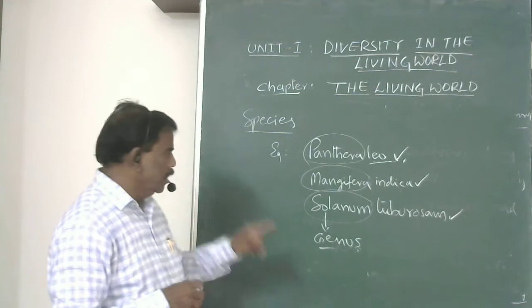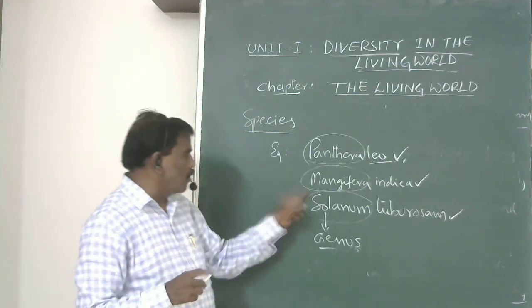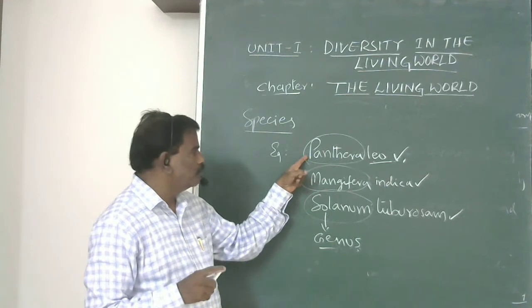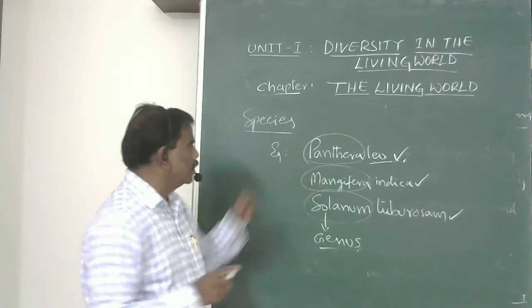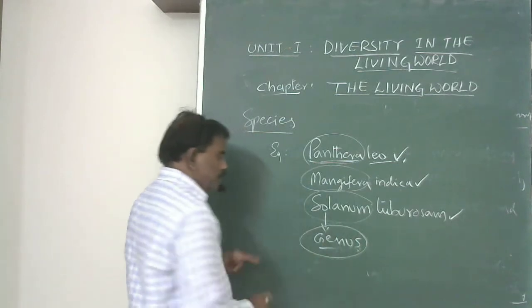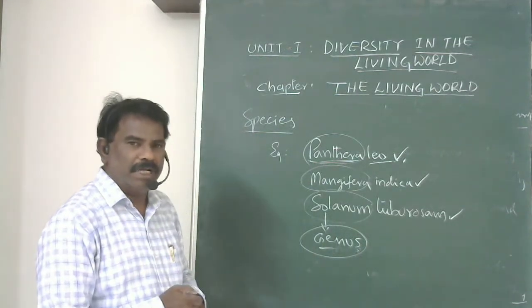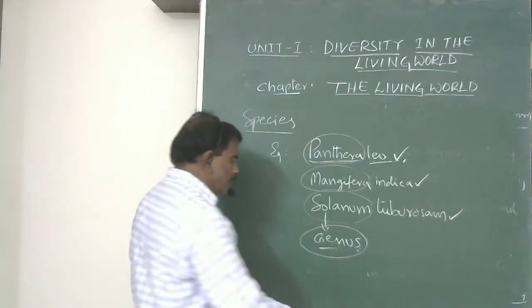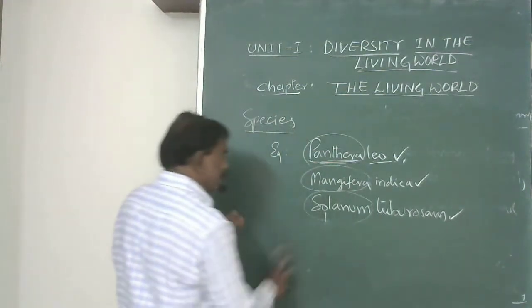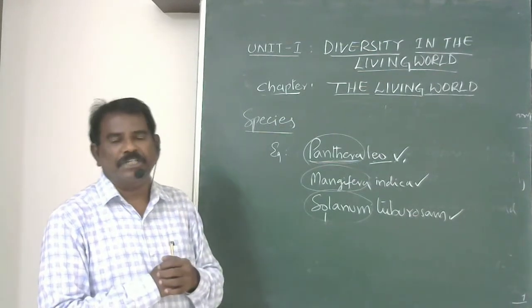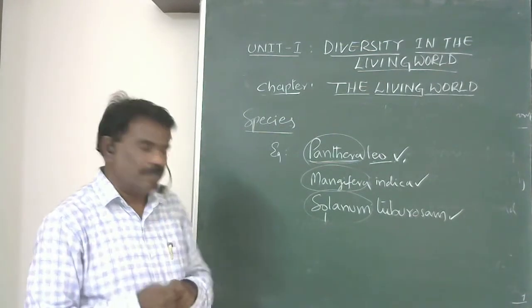Genus. Here, the first component in the scientific name of any individual represents the genus. So, genus is the next level of the taxonomic hierarchy. Sometimes a genus may have one or more than one species.